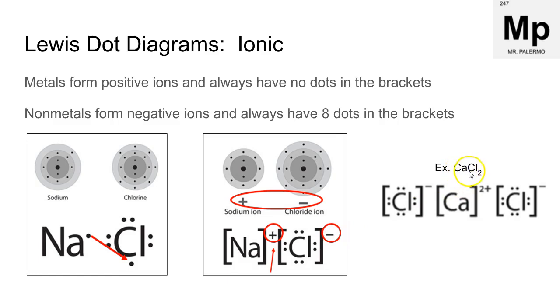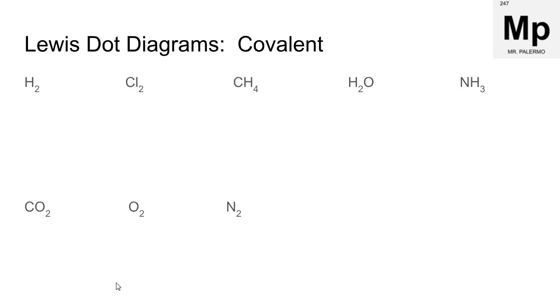Here's an example for calcium chloride. So we have one Ca, we have two Cls. So I put my Ca here, and I have my two Cls on the outside. Notice the overall charge is still 0, because compounds have an overall charge of 0. Okay, let's look at how we draw our Lewis dot diagrams for covalent compounds.